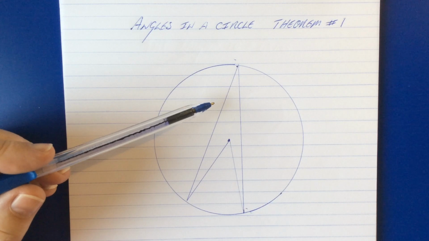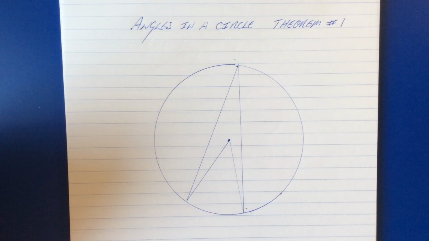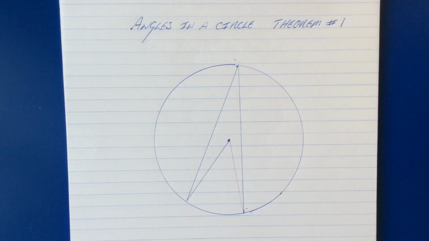So the angle subtended at the center of a circle is twice the angle subtended at the circumference standing on the same arc. Well, that's a bit of a barrier to understanding. So what does it mean?